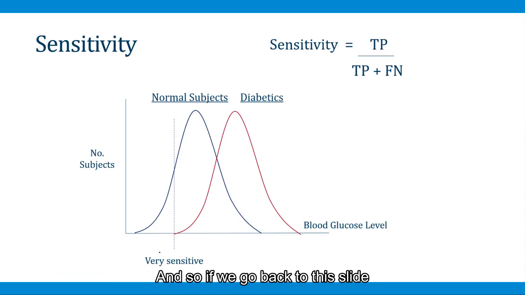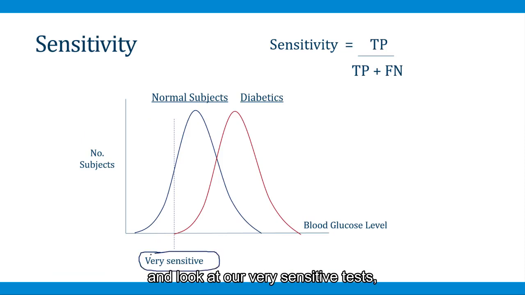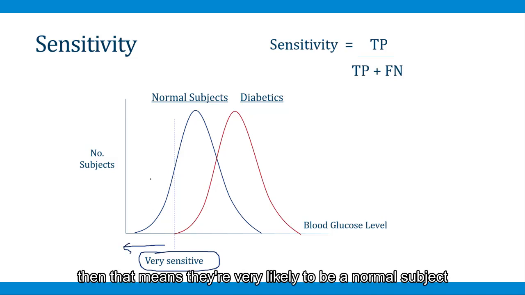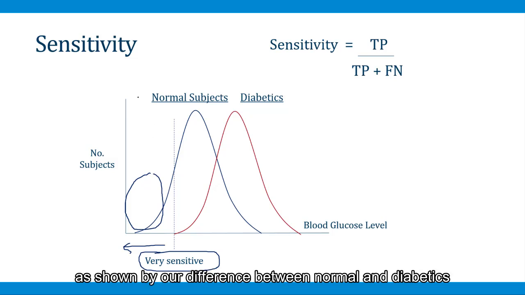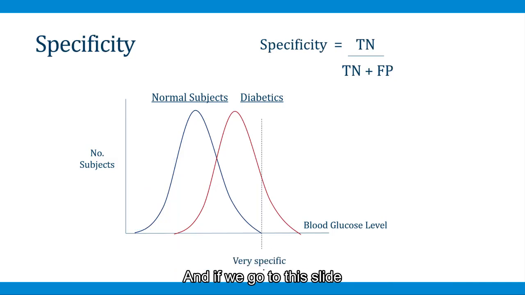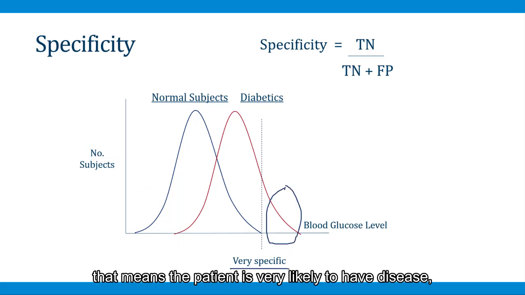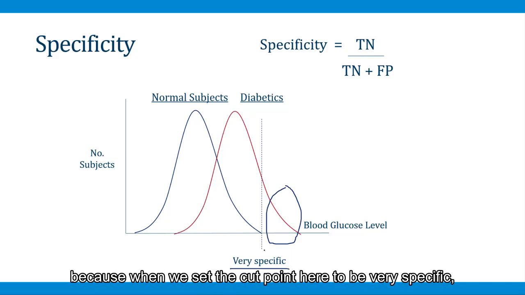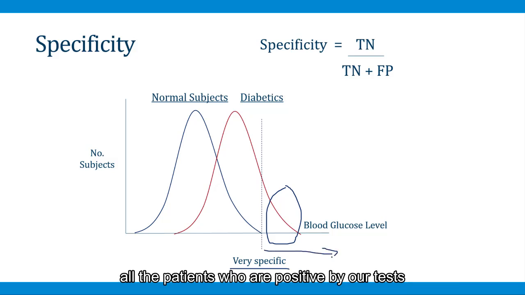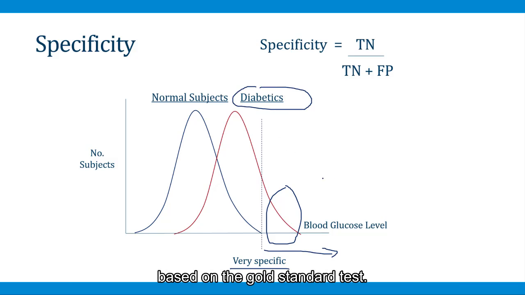And so if we go back to this slide and look at our very sensitive test, this is good at ruling out disease. If this test says that an individual is negative for disease, then that means they're very likely to be a normal subject, as shown by our difference between normal and diabetics based on the gold standard. And if we go to this slide and look at our very specific test, when a very specific test is positive, that means the patient is very likely to have disease, because when we set the cut point here to be very specific, all the patients who are positive by our test are going to be patients who have diabetes based on the gold standard test.